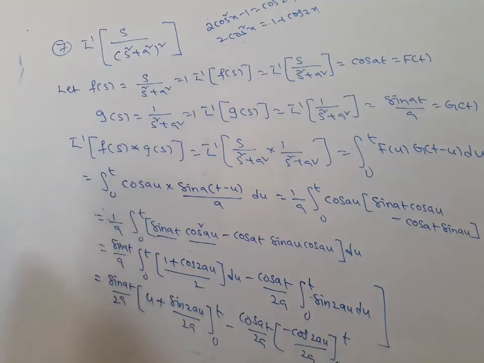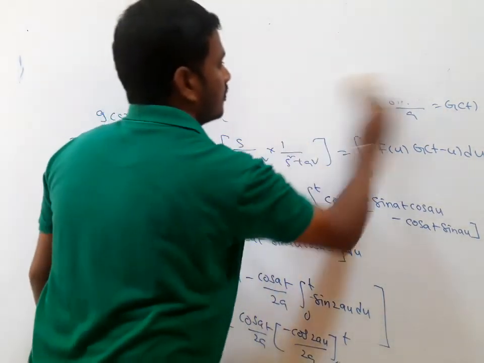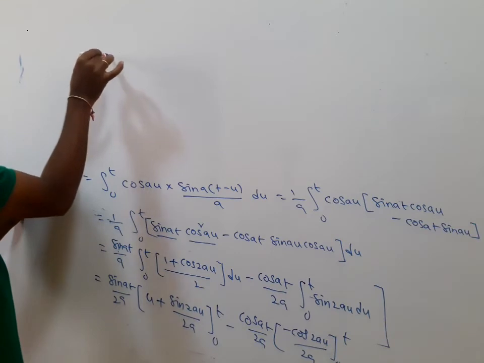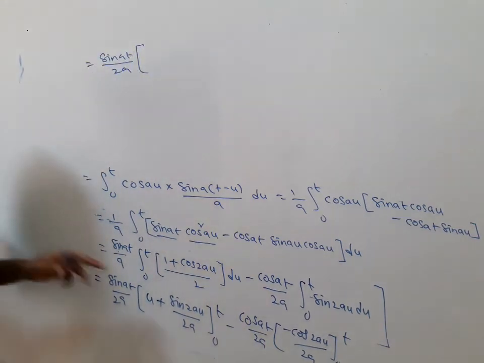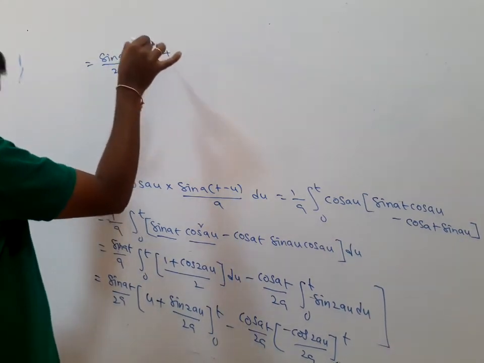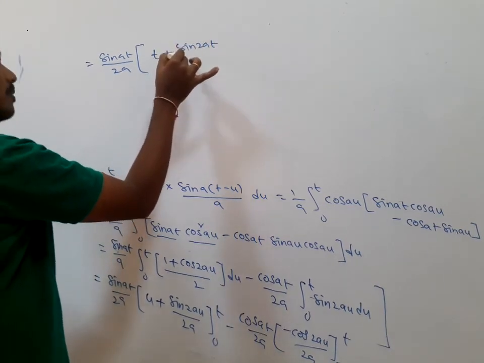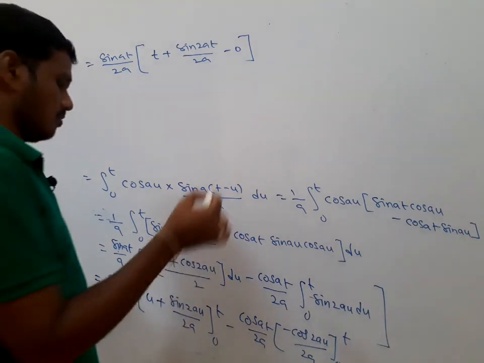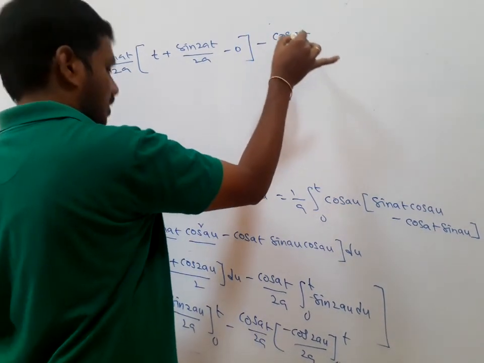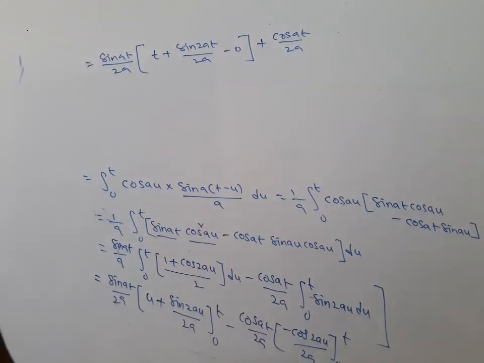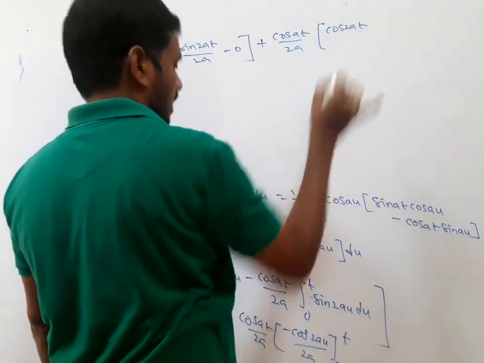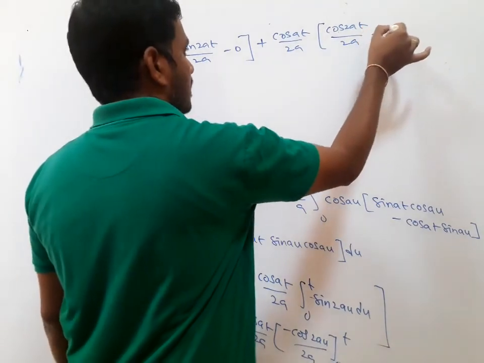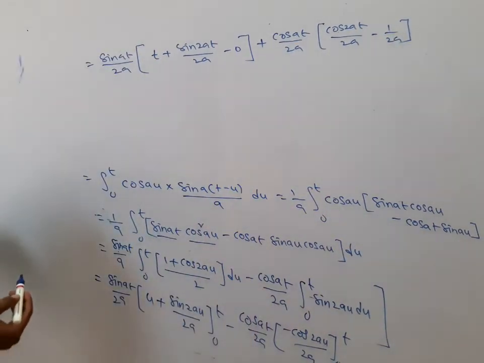If you substitute the limits, right, it is sin at divided by 2a, upper limit t, plus sin 2at by 2a. Next, lower limit 0, sin 0 is 0, the complete term is 0. Next, minus cos at divided by 2a, or minus into minus plus, cos 2at by 2a, minus cos 0 is 1, minus 1 by 2a. Right, if you are simplifying this, yes, we will get the answer.